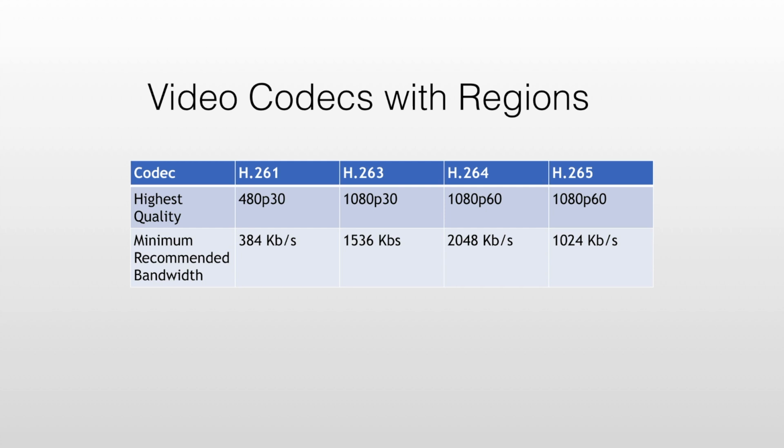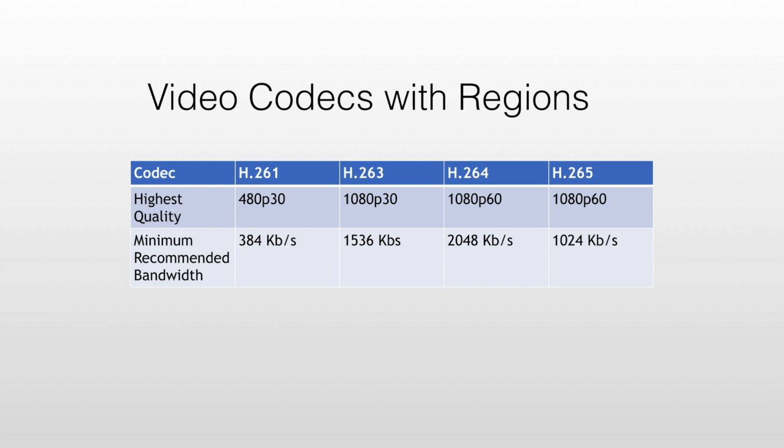And like I said, these codecs can be used at a lower quality. So for example, if we specify 384 kilobits per second in our region settings, it doesn't mean that we're forcing the endpoint to use H.261. It could still use, for example, H.264, but of course, in that case, it would have to be at a lower resolution, okay? But one of the reasons I'm focusing on the maximum quality for these codecs is because it illustrates one really important point, and that's efficiency. So let's look at this. If I did a 1080p 30 frames per second call using H.263, I have to consume a minimum of 1536 kilobits per second in order to maintain that call.